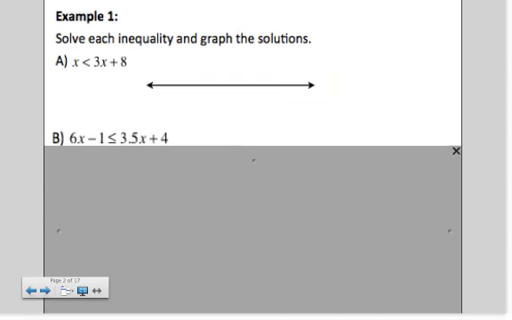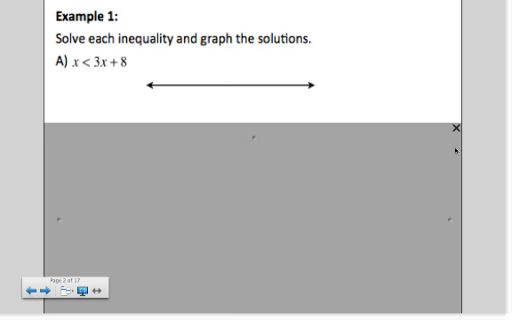So let's say we have an inequality with a variable on both sides. Just like we had with an equal sign, we have to get the x's on the same side. So I'm going to get the 3x over here, because this x is already by himself and the 8's over here. So I'm going to subtract 3x from both sides. So negative 2x equals 8.